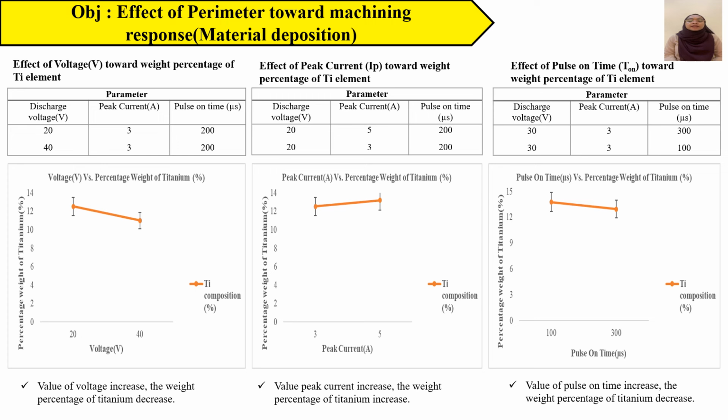Lastly, when the value of pulse on time is increased, the weight of titanium element decreases, due to the size of the plasma channel increasing when the pulse on time increases. Hence, the distance traveled by the material will increase. In consequence, the material deposition will reduce.